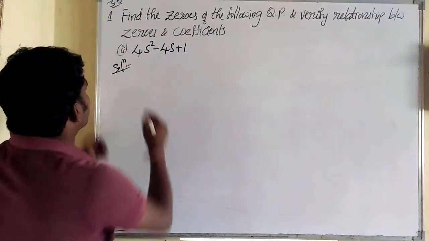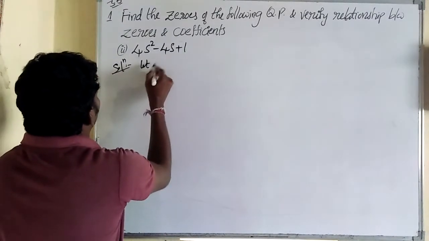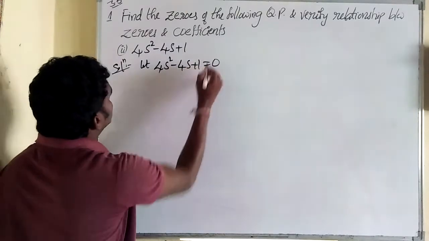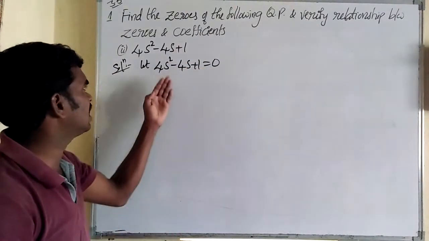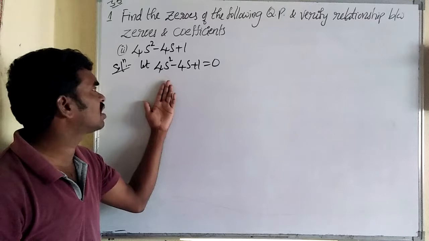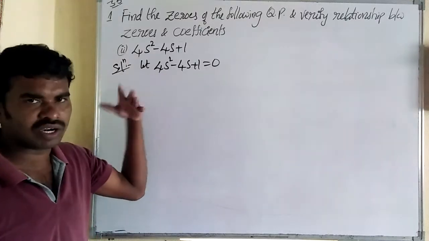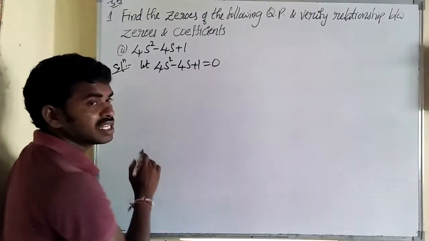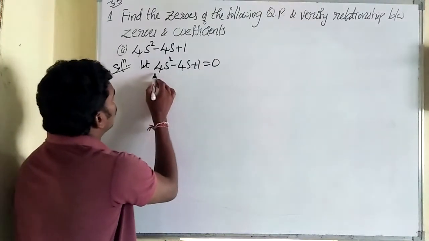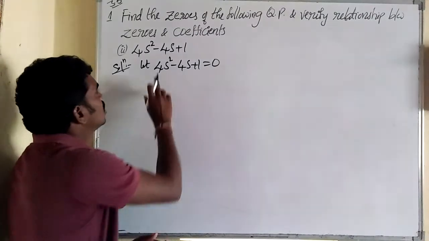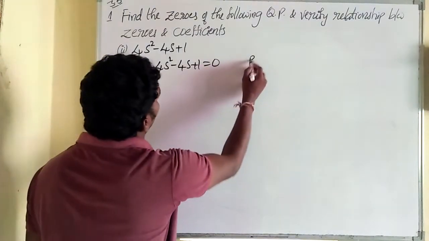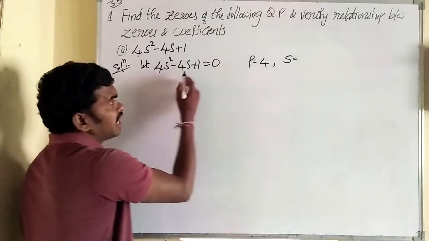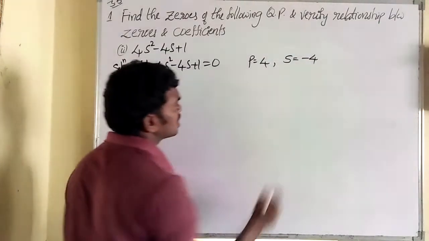Okay, in this second question, first of all, we take 4s square minus 4s plus 1 equal to 0. No problem whether it is given in terms of x or y or s or t, anyway this is the variable. So how to simplify this? What is the s square coefficient? 4. What is the constant term? 1. So 4 into 1 is 4. So the product is 4. And what is the sum? Middle term, minus 4. Minus 4 is the sum.